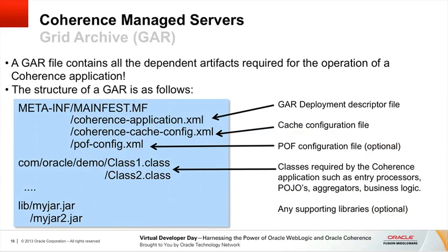Let's talk a little bit more about a grid archive, as it's a key concept in this new model. A GAR file contains all the dependent artifacts required for the operation of a Coherence application. The structure of a GAR is as follows. You have a GAR deployment descriptor, a cache configuration file, a POF configuration file, and any and all classes required by the Coherence application: entry processors, POJOs, business logic, serialization or domain objects, and finally any supporting libraries.